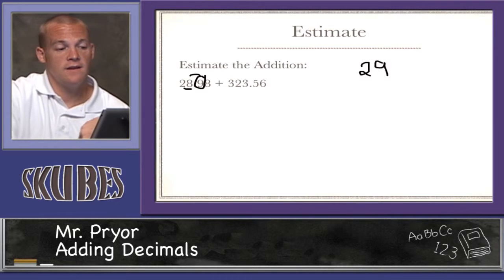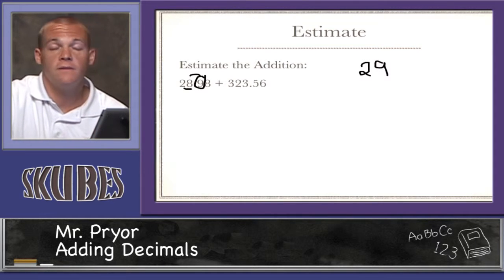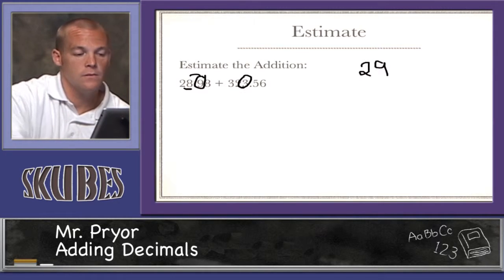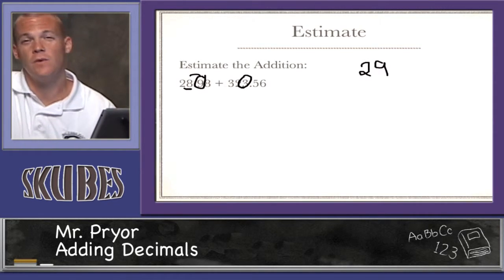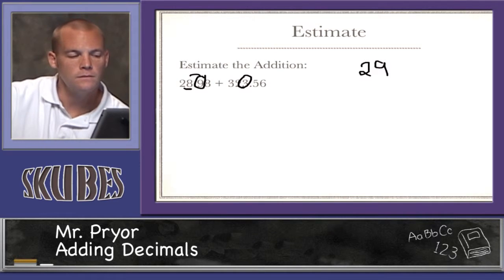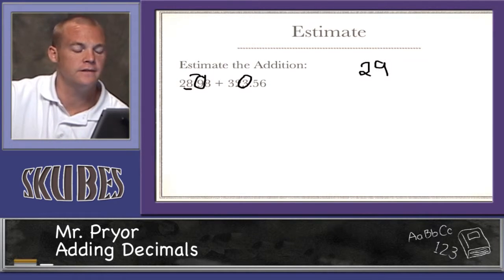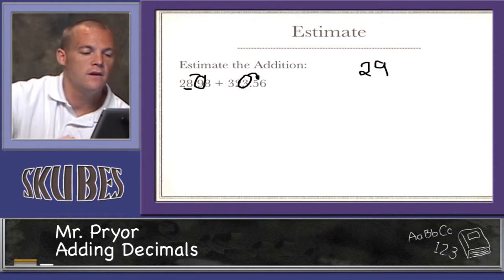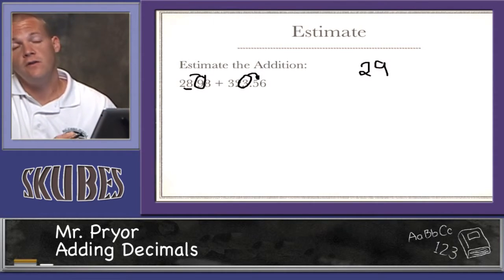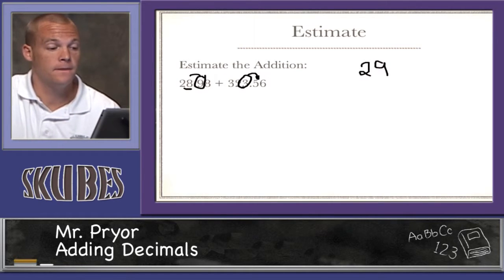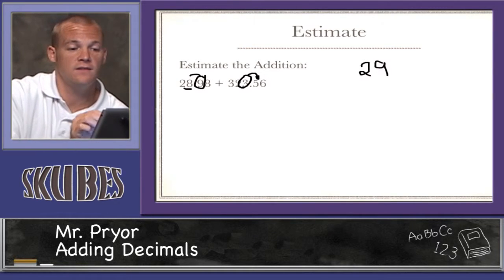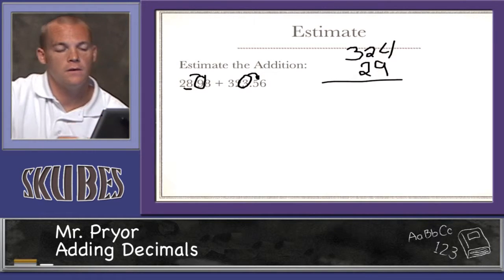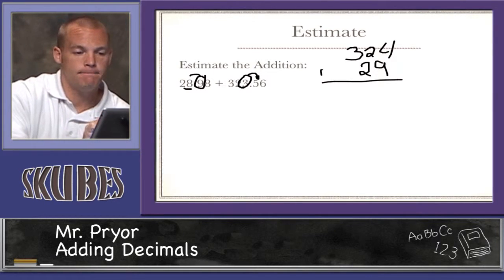Then we're going to look at the second number here, 323.56. Notice the ones digit is a 3, and we're rounding to the ones digit every time. We want to make these whole numbers. That's what rounding to the nearest whole number means. So looking at the tenths digit, notice how it's a 5. Okay, 5 or higher, you need to round that ones digit up. So in this case, 323 needs to become 324. Okay, and then you're ready to add.